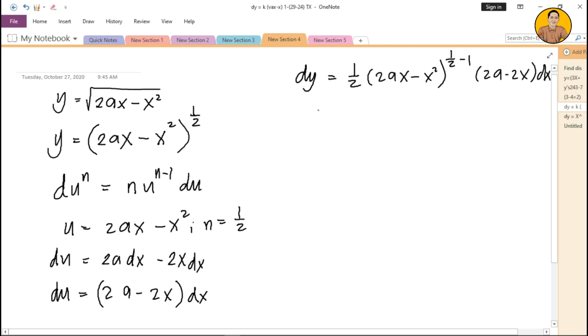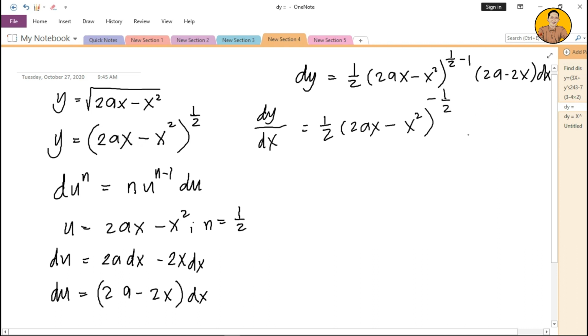So let's just simplify this. So we have here the differential of y. Divide both sides by the differential of x. So dy with respect to x equals, so this is 1/2 times the quantity 2ax minus x squared raised to, so 1/2 minus 1 is negative 1/2.